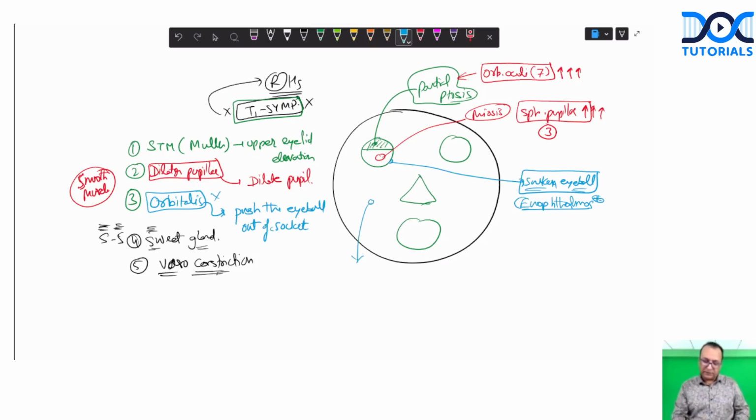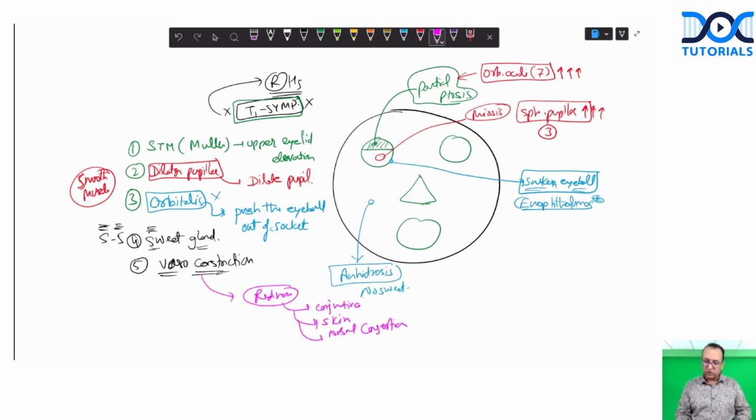Plus you saw there is anhidrosis. Why is there anhidrosis? Because no sweating. And then you found that there was redness. Why was there redness, and where? Red conjunctiva and red skin. And also there was nasal congestion. Why? Because if the sympathetic system is not working, then the parasympathetic system causes vasodilation.